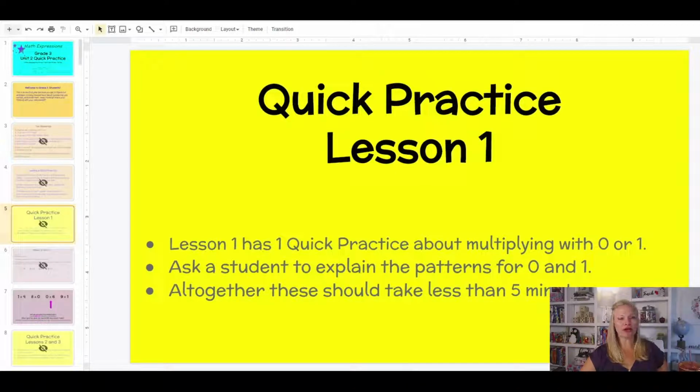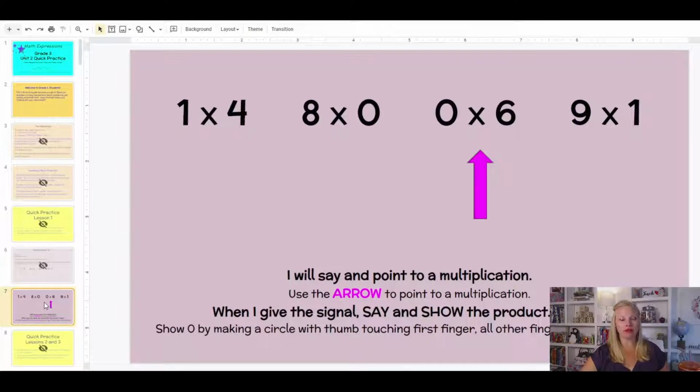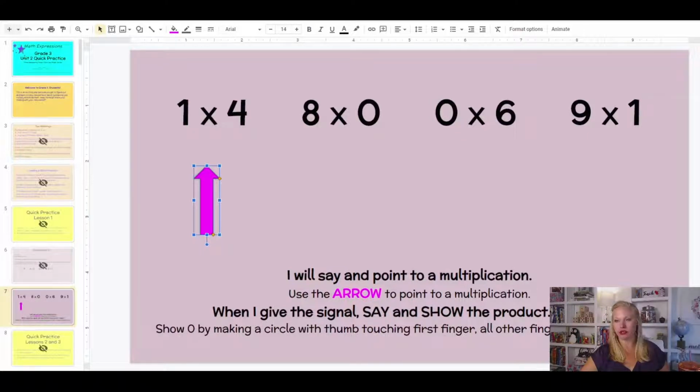All right, here we go. Quick practices for Unit 2. So for Lesson 1, we're reviewing the patterns of zeros and ones. You can use the pointer if you'd like. I'm going to use my other pointer here. And students are saying and showing.